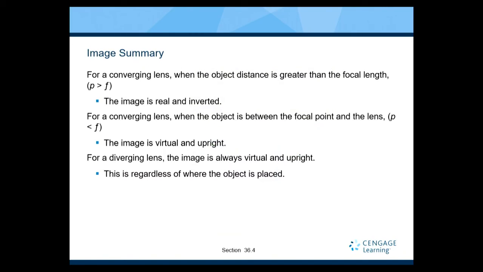So for images, our summary is that for converging lenses, when the object distance is greater than the focal length, the image is going to be real and inverted. If I've got a converging lens where I put the object inside the focal length, it's going to be virtual and it's going to be upright. And for diverging lenses, it's always virtual and it's always upright.